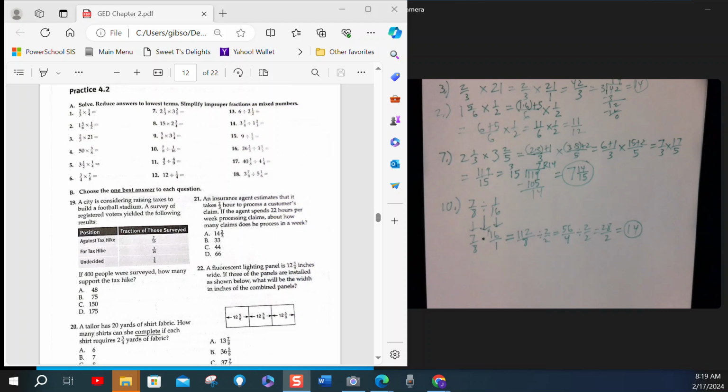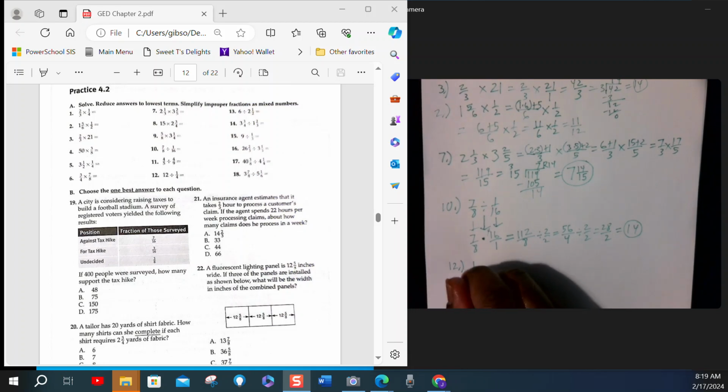So then now we're going to take a whole number and a fraction. Let's look at problem number 12. So we have 12 divided by 1/4. Now my suggestion before you do anything is to change everything into some form of fraction, either improper fraction or proper fraction. So we will make this 12 over 1.